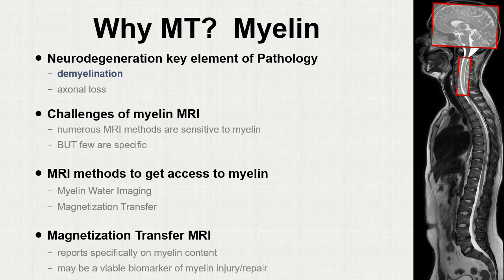So we'd like to look at myelin. We'd like to have a technique that's specific for myelin. But the reality is that there are challenges to myelin MRI. There are many methods that are available, but few are actually specific. A couple of ways to get access to myelin information would be myelin water imaging or magnetization transfer. So magnetization transfer is what we'll focus on today, and it may very well be a viable biomarker for myelin injury or repair.